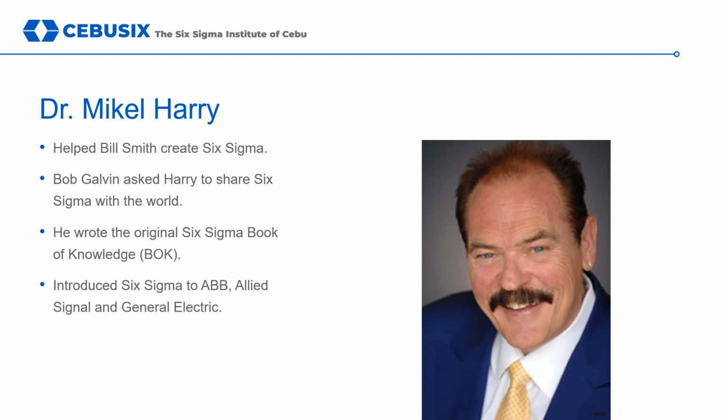While at ABB, he added financial metrics to the methodology because these were important to business leaders who make the decisions to support an initiative. He was ultimately responsible for introducing Six Sigma to ABB, Allied Signal, and eventually, through the Allied Signal CEO, to General Electric, where Jack Welch became one of the most prominent champions of the methods we use today.